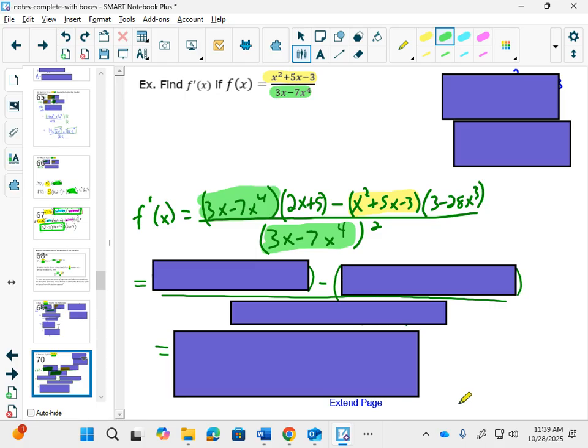And personally, I'm going to leave it like that. I know that you could do the algebra. I have other boxes here. You could simplify this, but it doesn't say to simplify, so this would be perfect to leave your answer just like this. Ready for the next one?